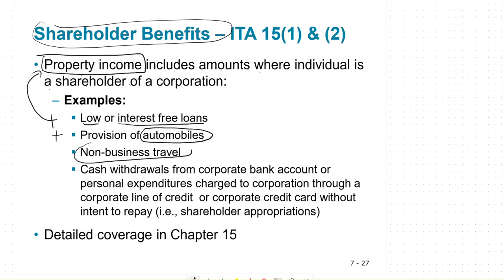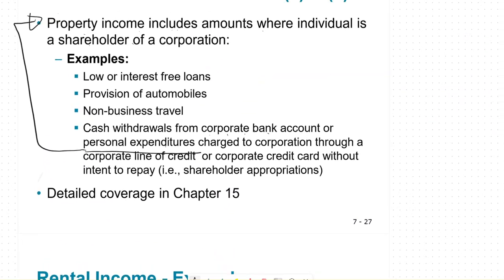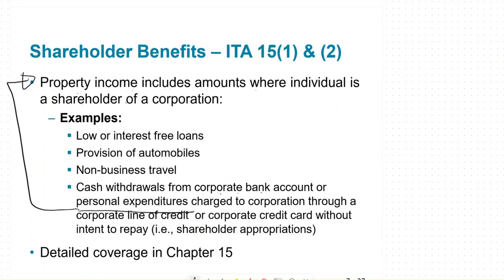If you are given a ticket to travel that is not business related, that will increase your property income. Cash withdrawals from the corporate bank account for personal expenditure also count. So you have a company bank account, and you're taking out money for your personal use. If you're using it for personal expenditure, you have to include that in property income.